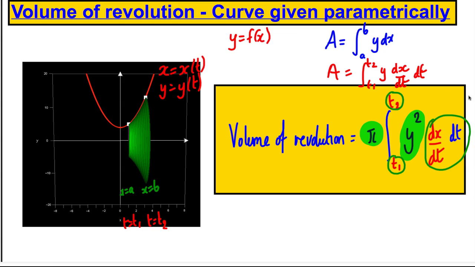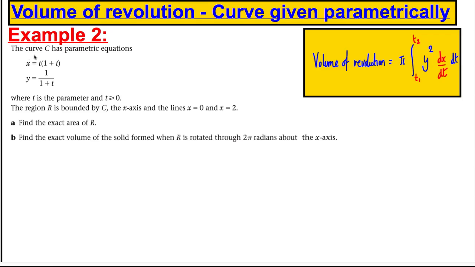So let's have a go at a question. Example 2. The curve C has parametric equations x is t(1 plus t), y is 1 over 1 plus t, where t is bigger than or equal to 0. The region R is bounded by C and the x-axis, and the lines x is 0 and x is 2. Find the area. So firstly, the area of R is going to be, in general, the integral between x is equal to 0 and x is equal to 2 of y dx.